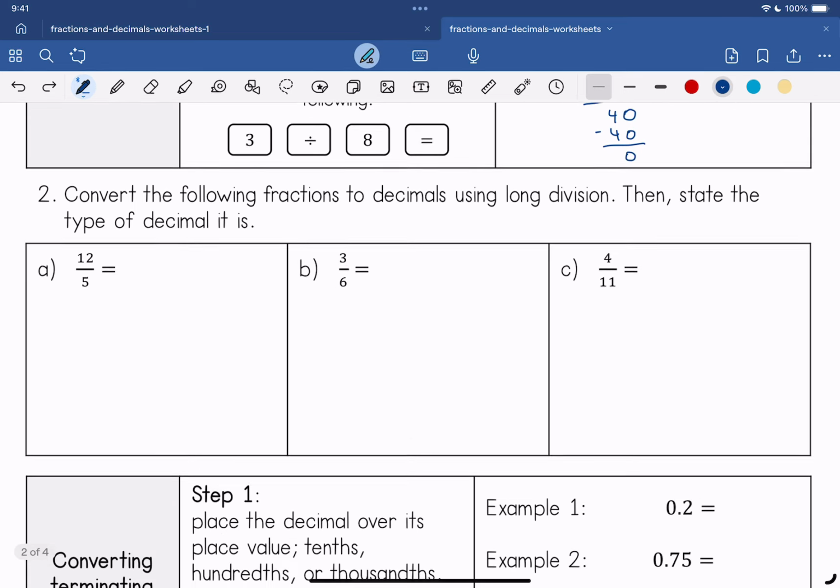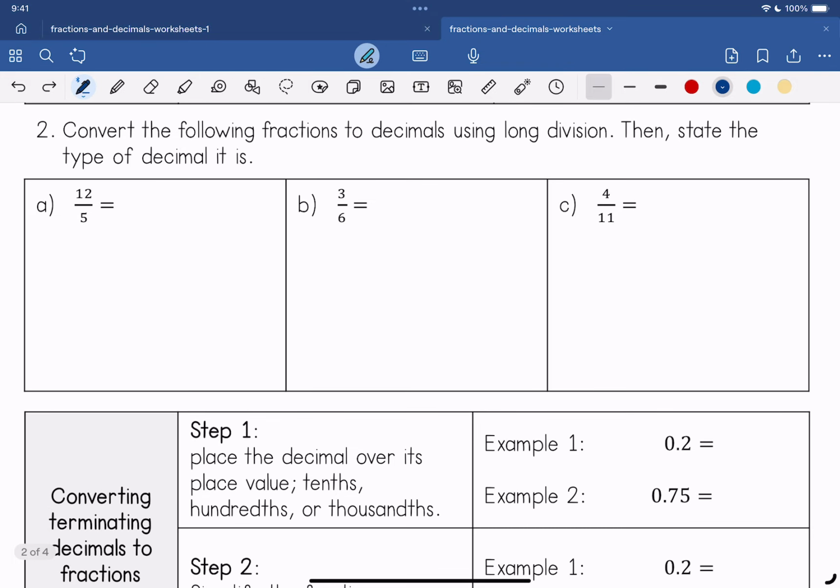Okay, question 2. Convert the following fractions to decimals using long division, then state the type of decimal it is. So 12 divided by 5. Five goes into 12 2 times, minus 10, remainder of 2. 5 goes into 20 4 times. 5 times 4 is 20. And the remainder is 0, therefore the decimal ends. It's a terminating decimal.